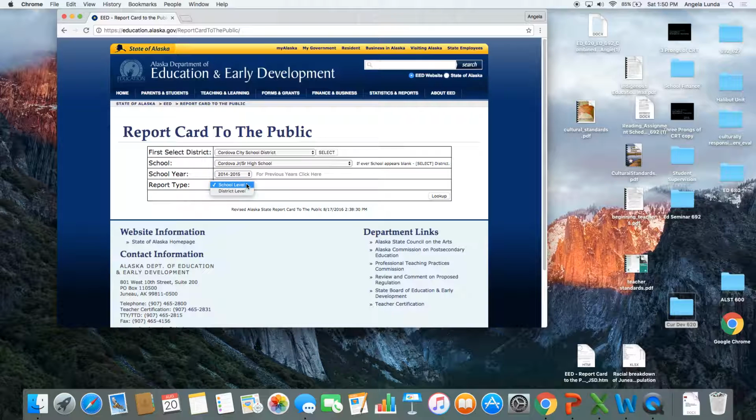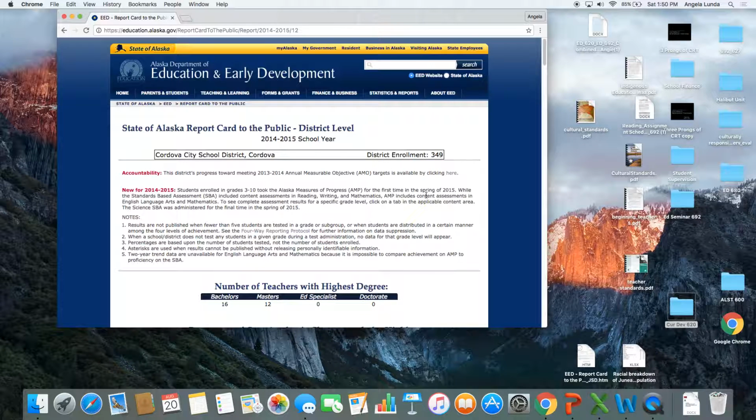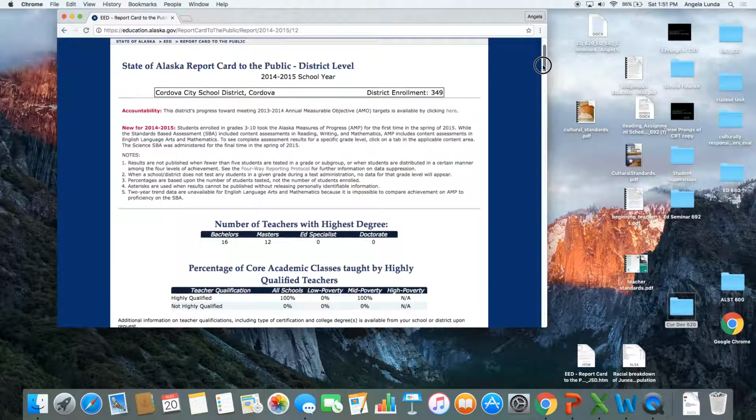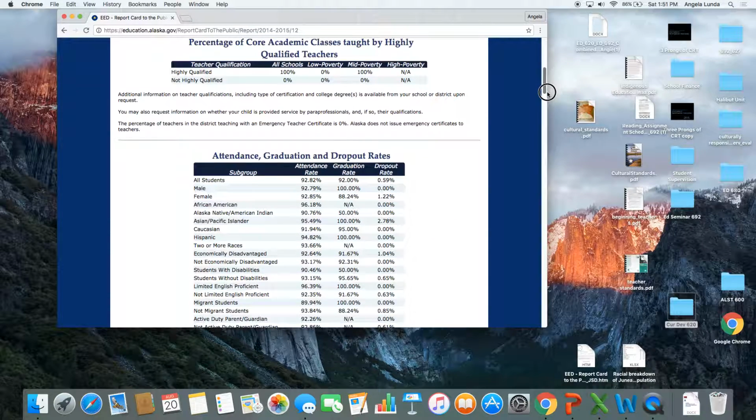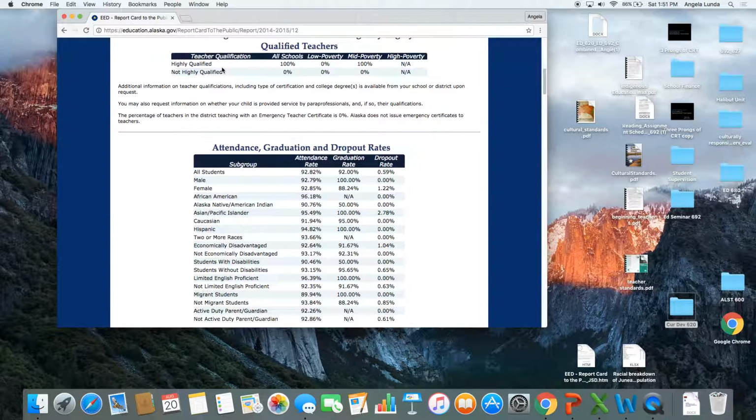And then we want to look at the district level first. So let's see how the district is doing. So I'll just click district level here and then look up. And it takes me right to the Cordova City School District 2014-15 report card to the public. And we can get a lot of information, the district enrollment, 349 students, and so on. We can see how many teachers and what their education is, and how many of those teachers were highly qualified or not highly qualified. That just means if you're teaching math that you've passed the math praxis and so on.